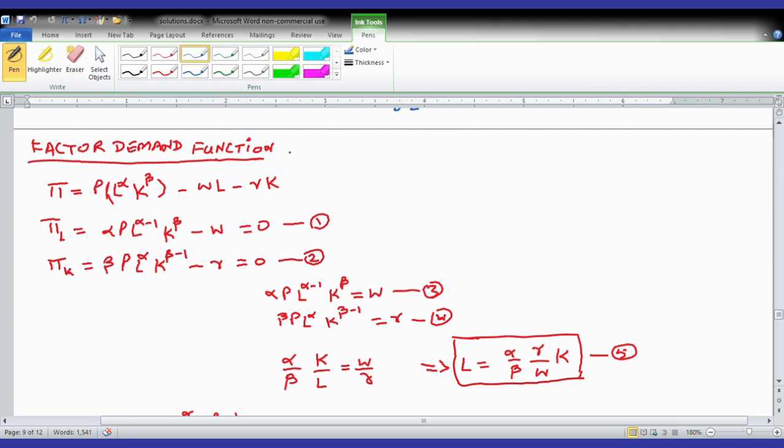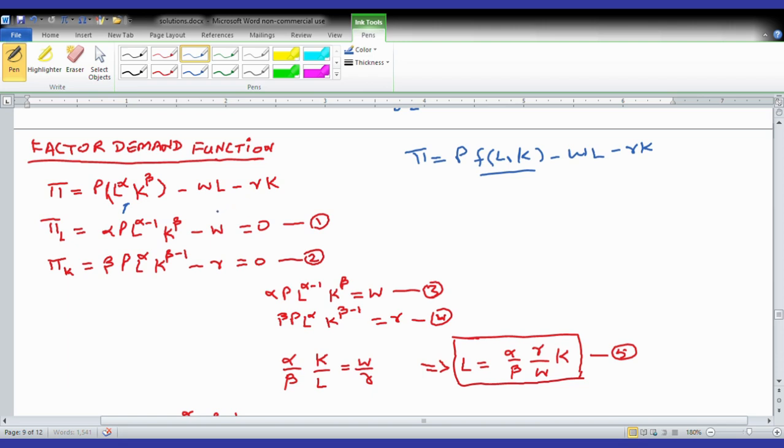Alright, this was the question that we were talking about, the factor demand functions. See that we had this profit equation seen in our class. It was like f of labor and capital minus WL minus RK, and in place of this production function, I have inserted this Cobb-Douglas production function that has been given in the exercise.